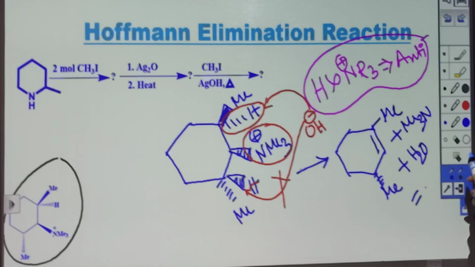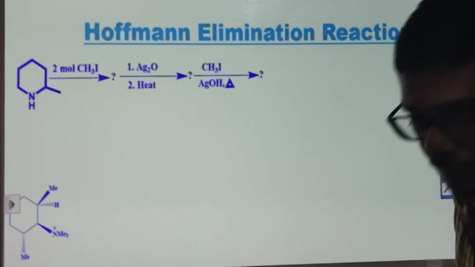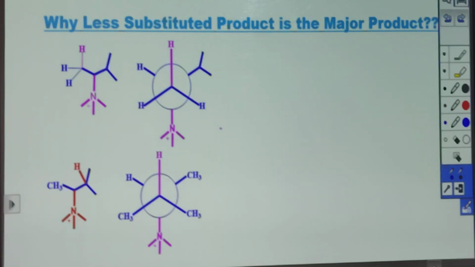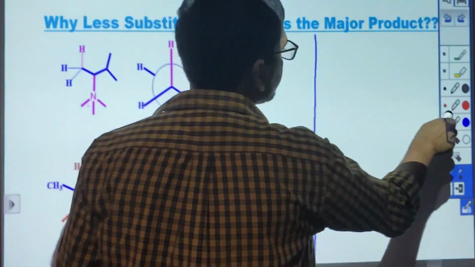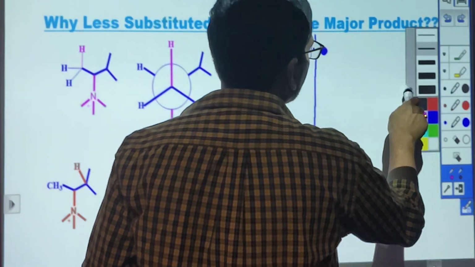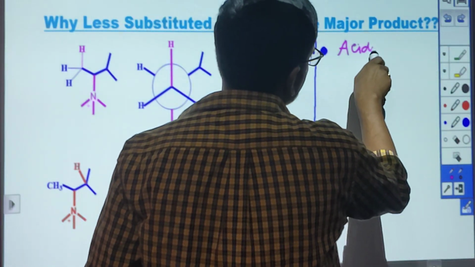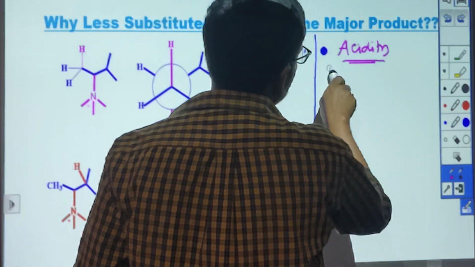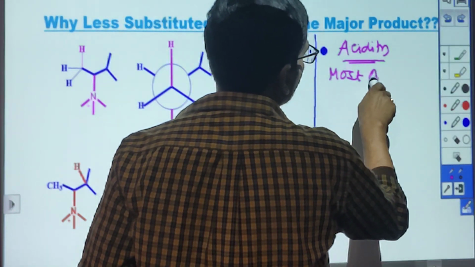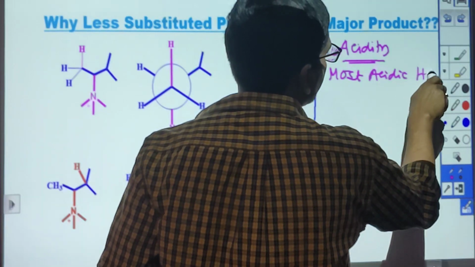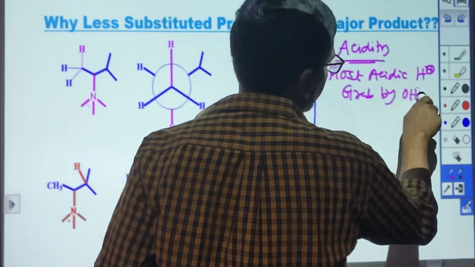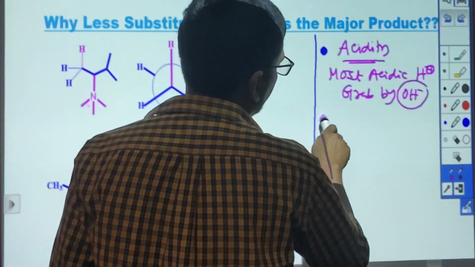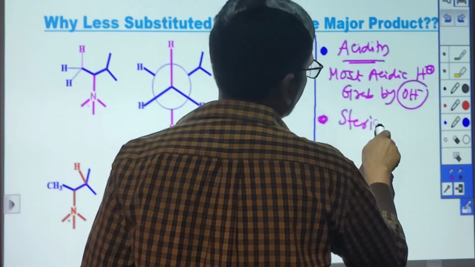Okay, done. Now next, move to this slide. Here the less substituted product is the major product. Two ways you can explain. One factor is based on acidity, meaning the most acidic H plus is grabbed by the base, the OH minus base. Or one more reason, that is the steric factor.